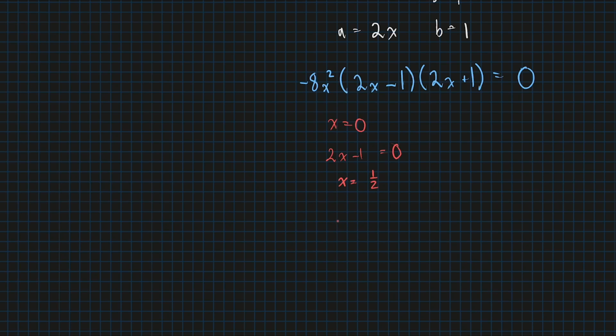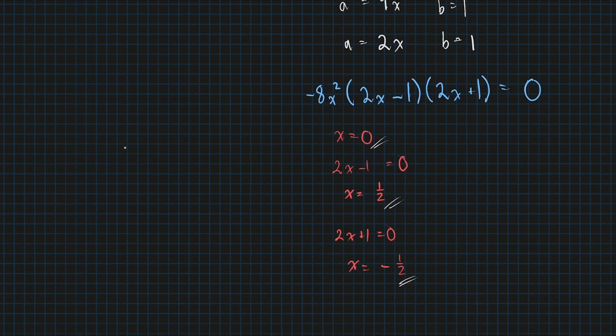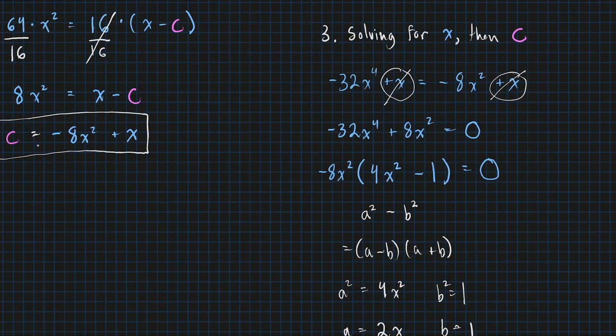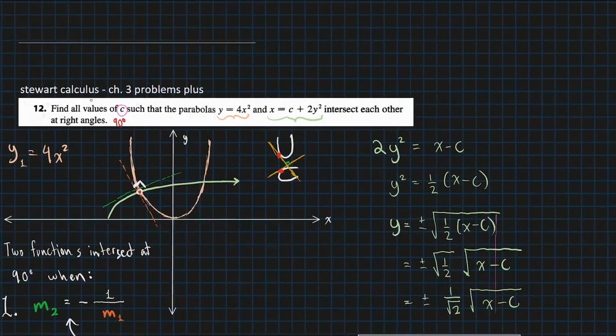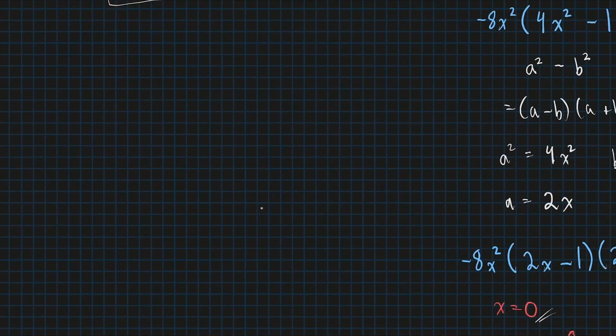Now, what about 2x plus 1 is equal to 0, making this factor 0 so that the equation is true? We get that x is equal to negative 1/2. If you subtract 1 from both sides and divide by 2, you get that x is equal to negative 1/2. Now look at that. We have 3 values for our x, and we have an equation to plug x into to get our values for c. And by the way, it's okay that we got multiple values for x, because our question asks what values of c work. Values plural.